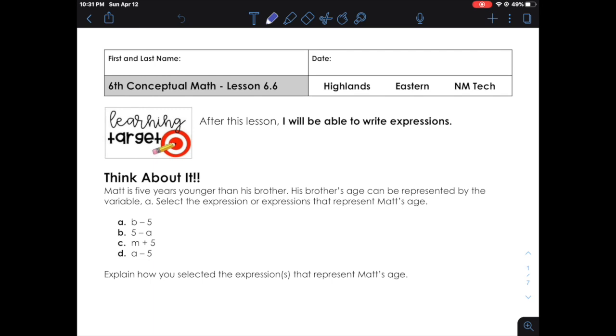Let's start with our learning target. I will be able to write expressions. Nothing's changed from the last couple of lessons.